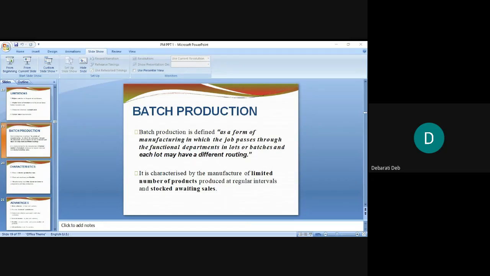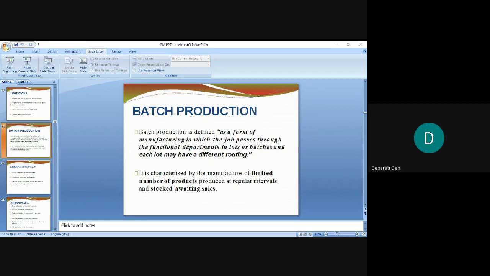Limitations are material handling is complex, because of irregular and longer flows, because maybe if the routing is different, then handling sometimes becomes complex also. Then production planning and control will be complex. It was the disadvantage in job shop also, and same with batch, that production planning will be complex. Then work in process inventory is higher compared to continuous. Continuous you have not studied, so you'll not compare it.